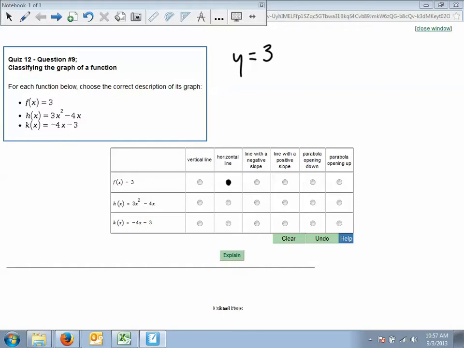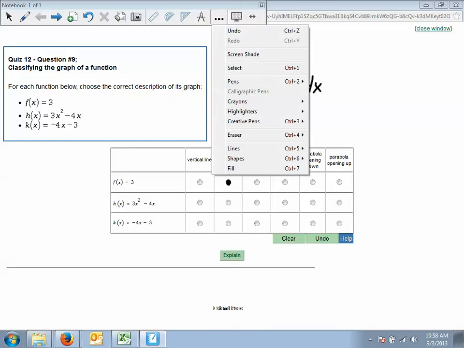The second one, h of x equals 3x squared minus 4x. We can think of this as y equals 3x squared minus 4x. Anytime we have function notation, we can replace that function notation with a y. Anytime we have a term that is to the second power, we know that that's going to be a quadratic function. The graph of a quadratic function is going to be a parabola. And we have two options for parabolas: parabolas opening down and parabolas opening up.